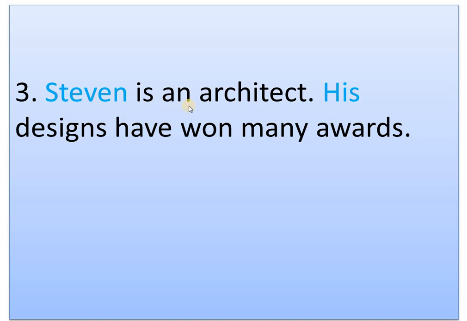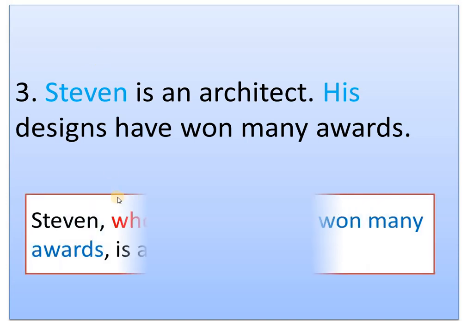Another sentence. Stephen is an architect. His designs have won many awards. The job of Stephen is architect. His refers to Stephen. The word after which we want to put the relative pronoun is Stephen. Stephen comes at the beginning of the sentence, so this sentence is non-defining. Answer it as a non-defining one.